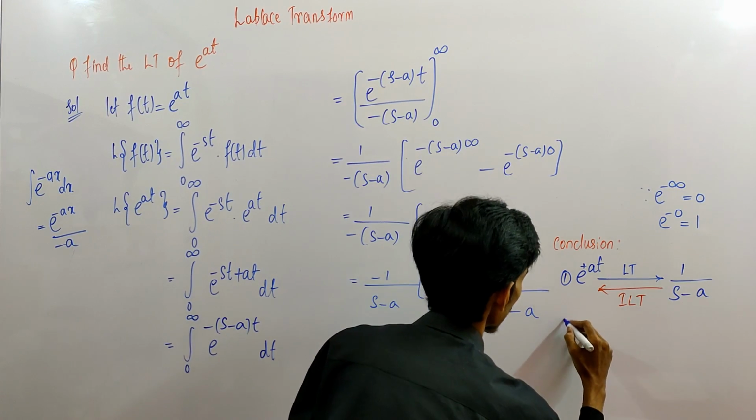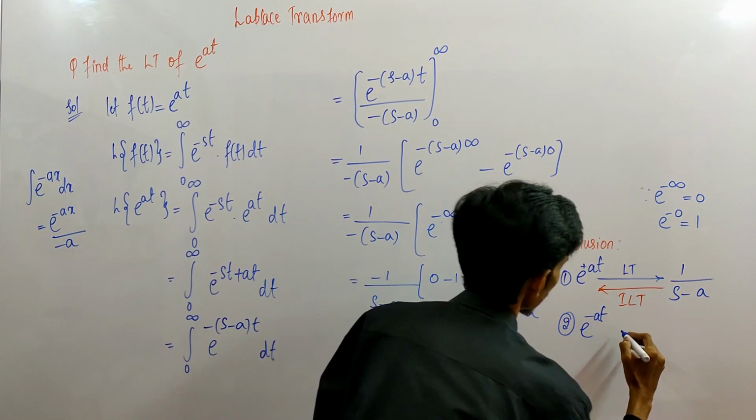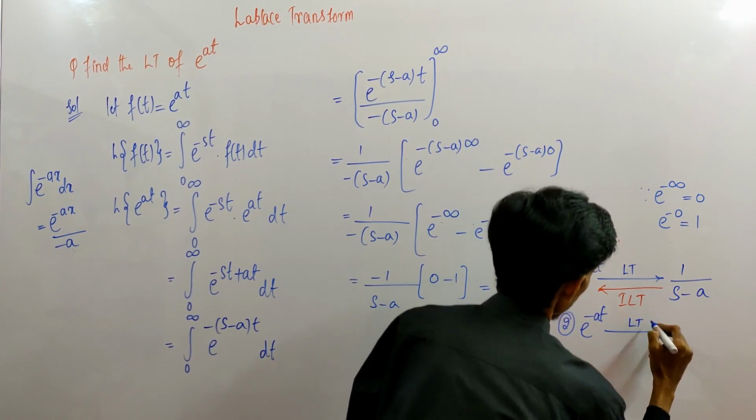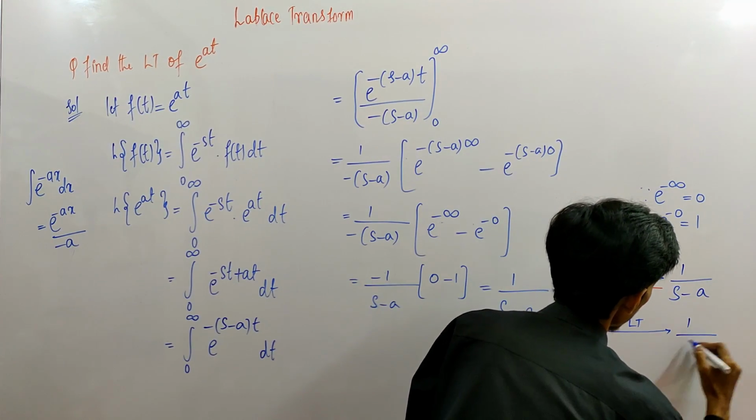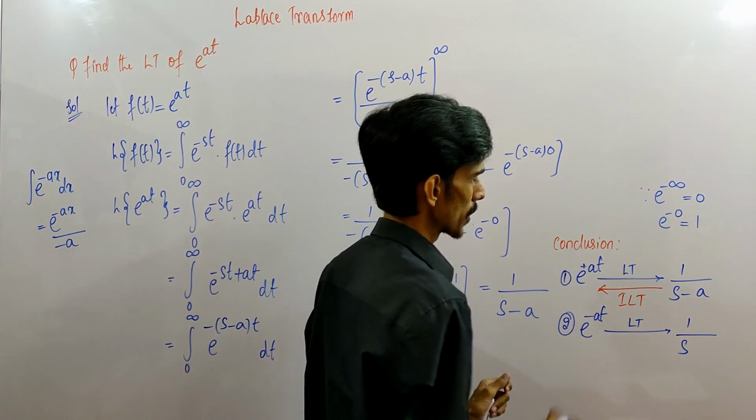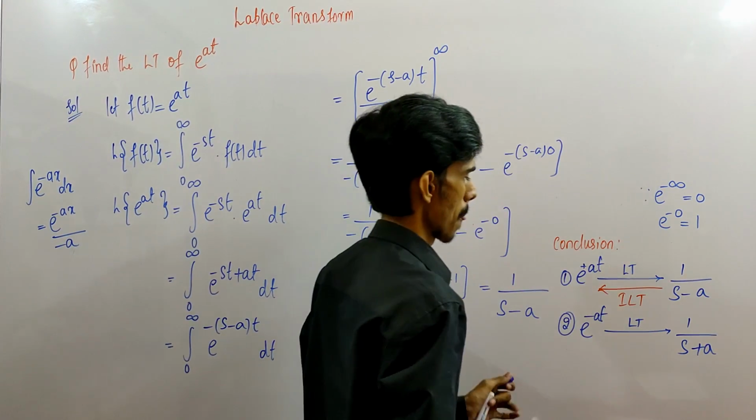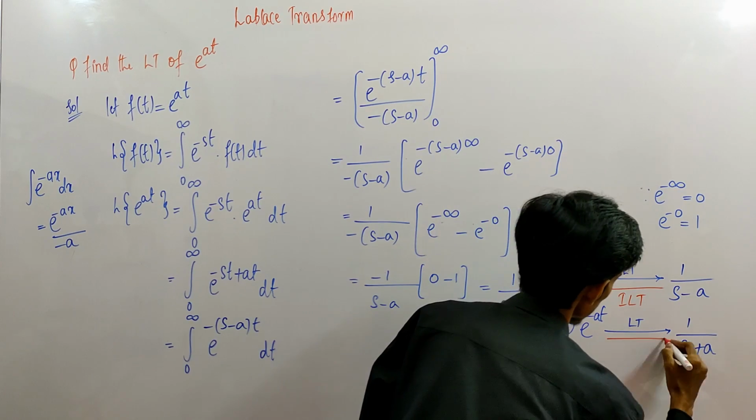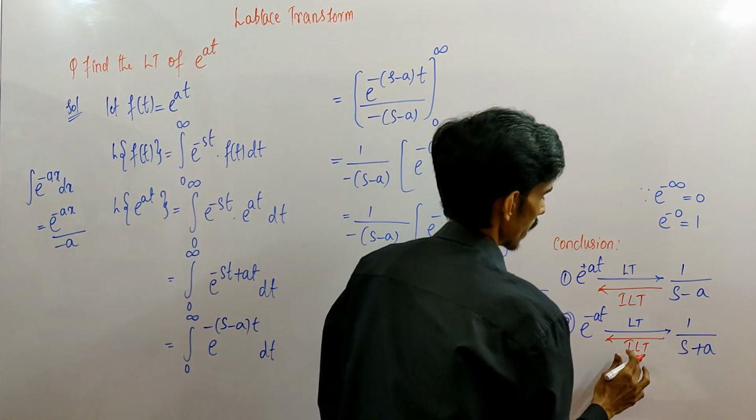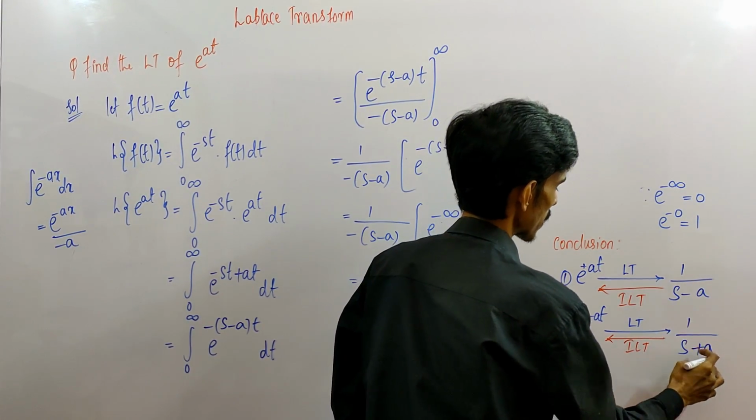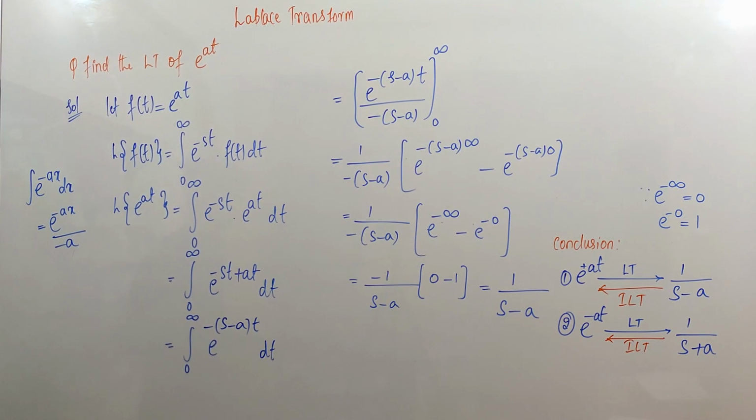Similarly, the Laplace transform of e power of minus at will be 1 divided by s plus a. Take the opposite sign: here minus is there, so take plus a. The inverse Laplace transform of 1 by s plus a is e power of minus at. So remember these two formulas.